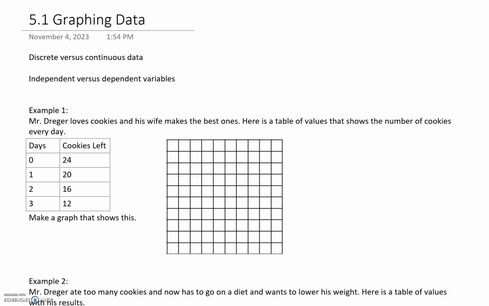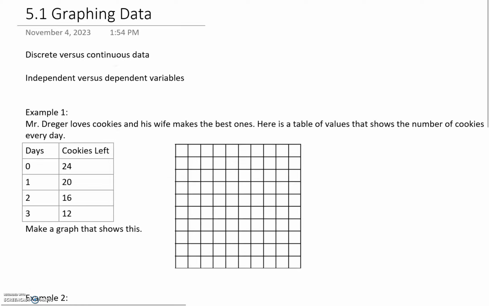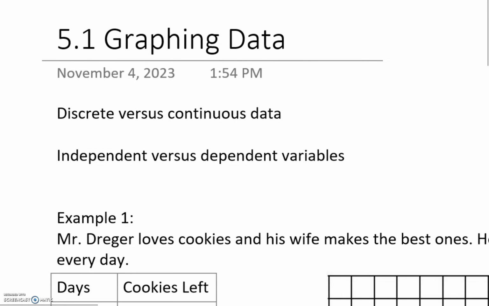So we're going to do two different examples, but to begin with, the only thing that we really have to learn here compared to any previous year of math that you've done is the difference between discrete and continuous data and what it means to be an independent versus a dependent variable. So let's talk about these and then we'll get into two different examples.